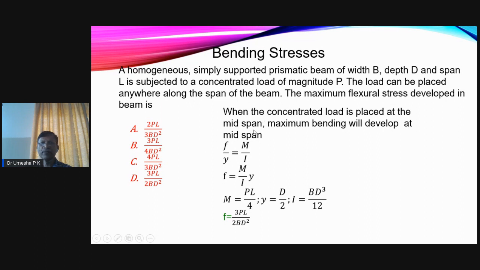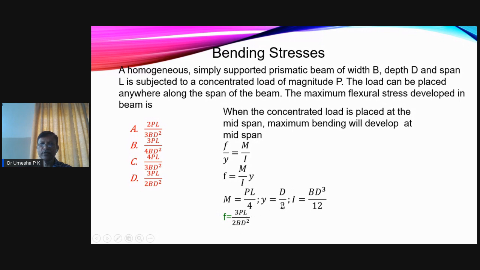So when will the maximum bending moment happen? When the concentrated load is placed at the mid span, the maximum bending moment will occur. So they want to test that for you, and that's why they're telling us the maximum bending moment will occur at the mid span. Once you know the maximum bending moment, the bending equation is F by Y is equal to M by I. So F can be calculated as M by I into Y. The maximum bending moment for a simply supported beam of span length L is PL by 4.